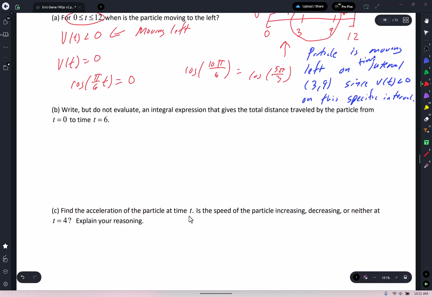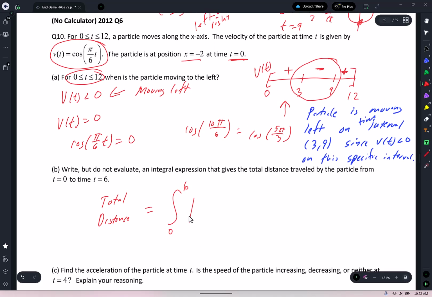Letter B. Write, but do not evaluate, an integral expression that gives the total distance traveled by the particle from 0 to 6. How do I find total distance? Absolute value. And do we have to solve it? No. 0 to 6, absolute value. They already told you what v of t is. They give it a name, so you can just write v of t. Full credit.